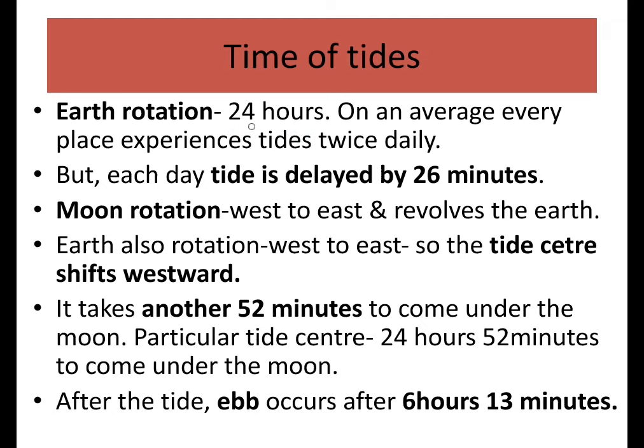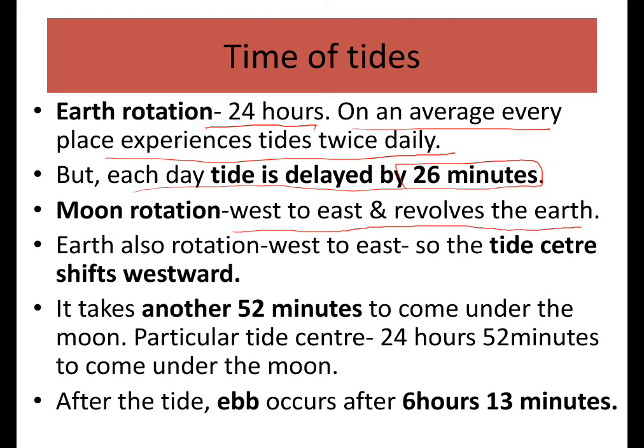Earth rotation takes 24 hours, and on average every place experiences tides twice daily, but each day the tide is delayed by 26 minutes. So let's see why there is a delay. The moon rotates west to east and revolves around the earth. The earth also rotates west to east, so the tide center shifts westward. It takes another 52 minutes to come under the moon.